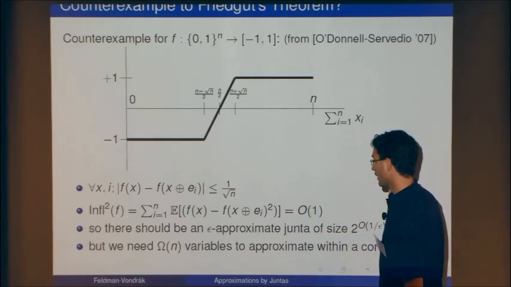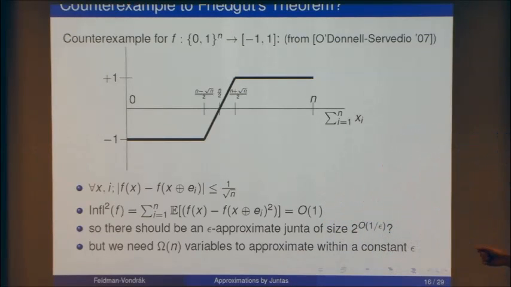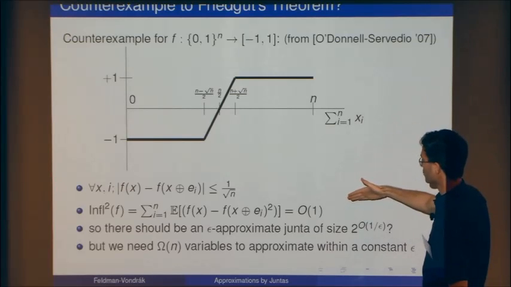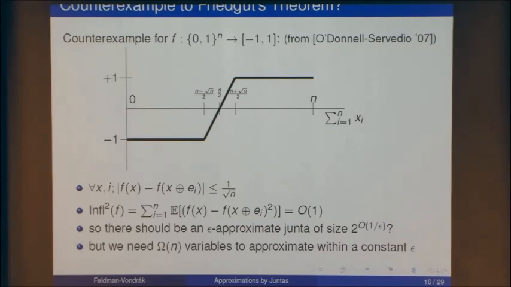And the total squared influence would be a constant, right? So it looks like if Friedgut's theorem were supposed to be true, then there should be an epsilon approximate junta of size 2 to the something. At least it should be constant for constant epsilon. But that's not the case here. You cannot approximate this function for some constant epsilon, I don't know, 1 over 10. You need linearly many variables.